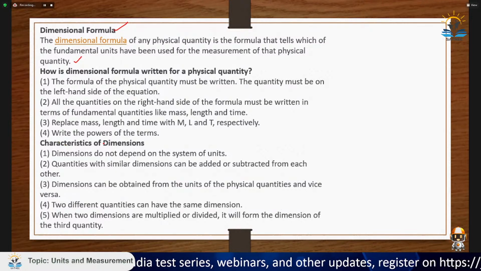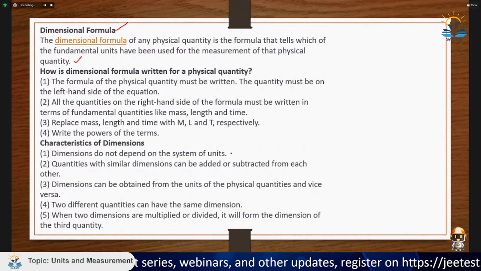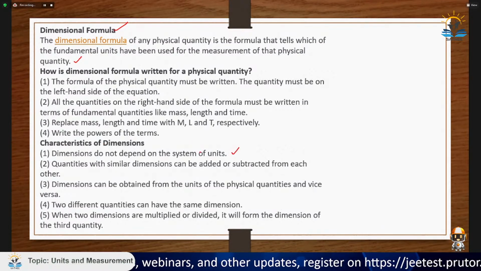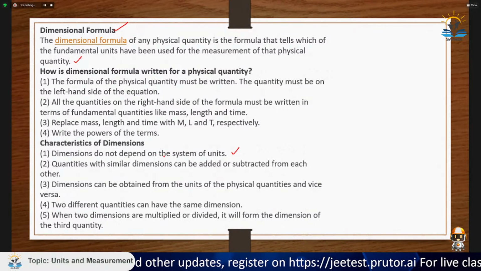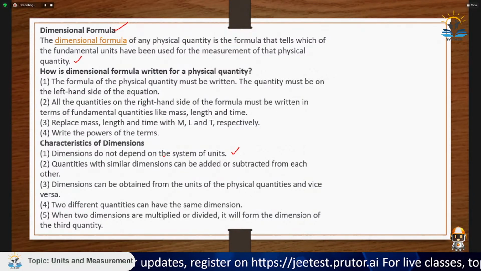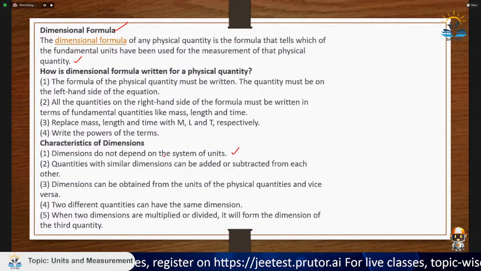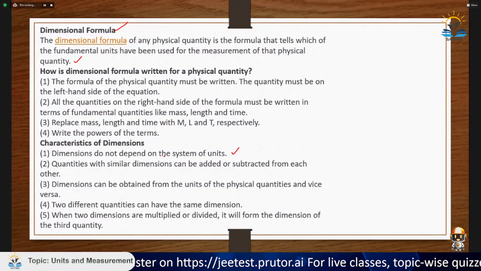So moving on to characteristics: dimensions do not depend on any system of units. That is the first thing, because the dimension of any quantity would be the same either in CGS or SI or FPS or MKS system. In each and every system, the dimension will be the same. Dimension will not differ.